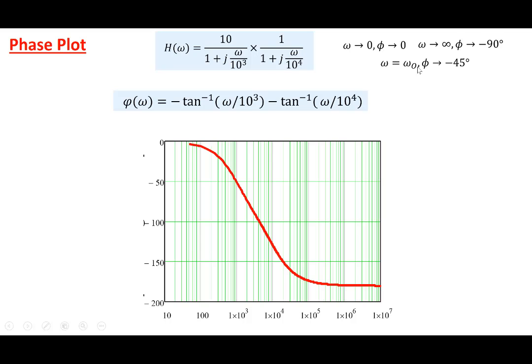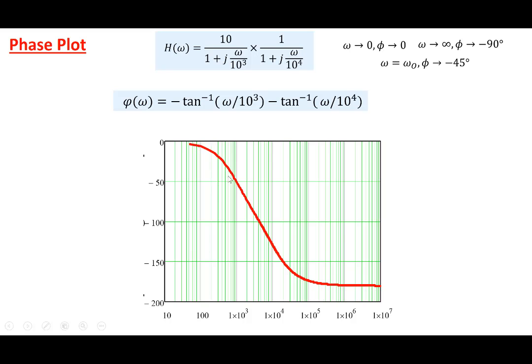And omega equal to omega naught, phi is minus 45. So it starts off, we can see here, close to 0. If we go to even lower frequencies, it will go to 0 here. And we know that as omega tends to infinity, this particular term will contribute minus 90, and this particular term will also contribute minus 90. So the whole thing should go to minus 180, which is what we see here. It's going towards minus 180.